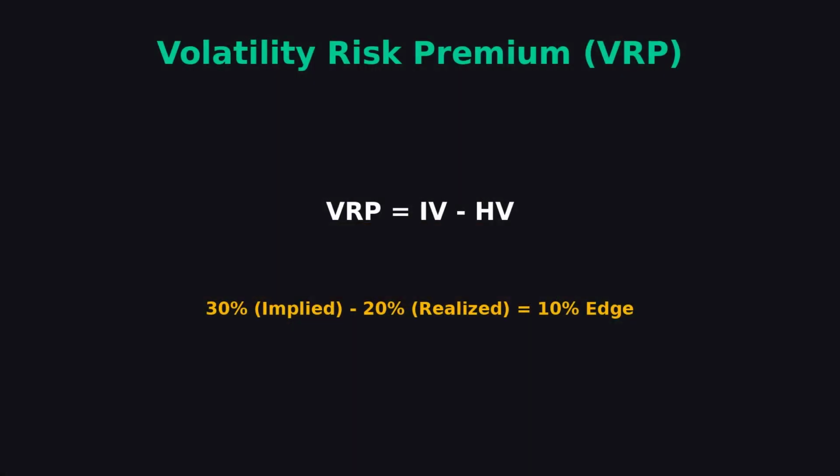We quantify this edge by looking at the spread. If a stock has an IV of 30% but a realized HV of only 20%, option sellers are effectively collecting a 10% premium over the actual risk, assuming the trend holds.